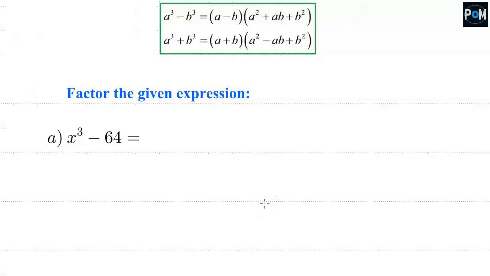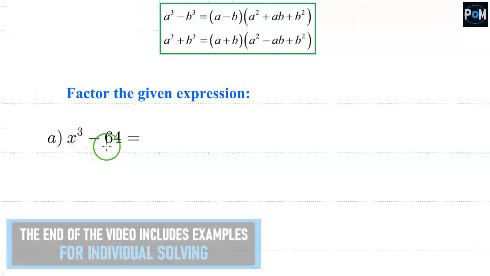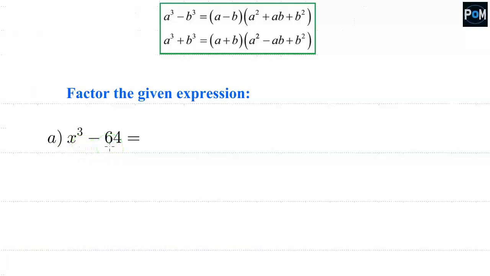This video is dedicated to special products of binomials. This time we'll talk about the difference of cubes and sum of cubes. In example A, we have to factorize the given expression, and we have x to the power of 3 minus 64. Here we'll be able to use the first formula for the difference of cubes.